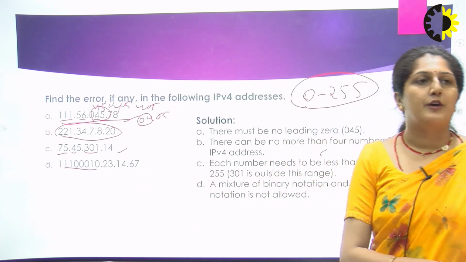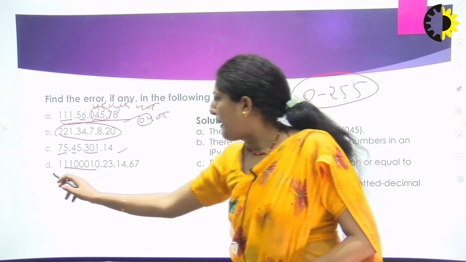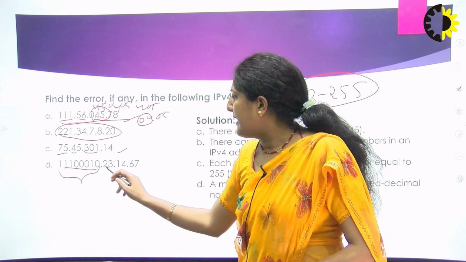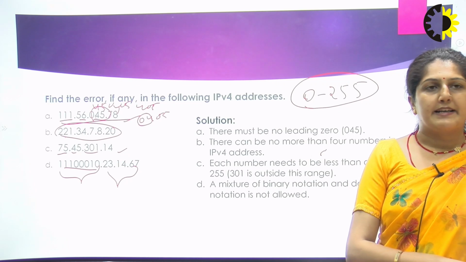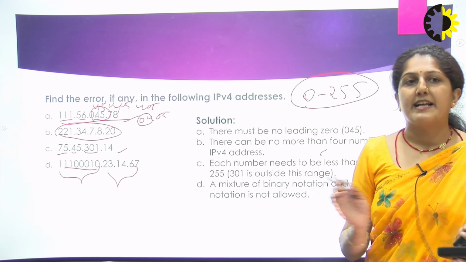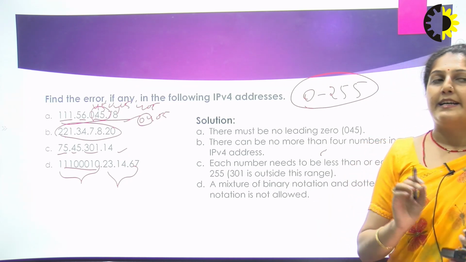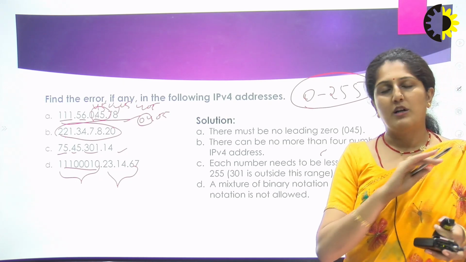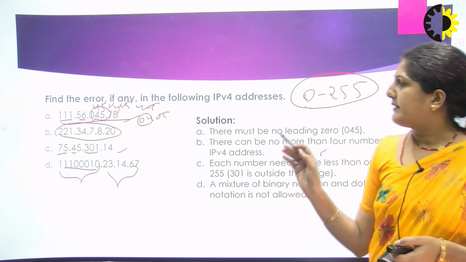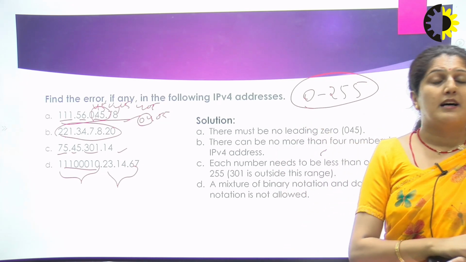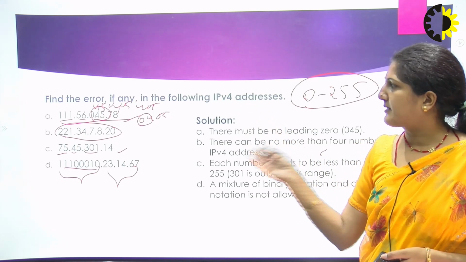Similarly, in the fourth one, it starts with binary notation and then ends with decimal, so it is also incorrect. We cannot mix binary and decimal notation together. It should be either all in binary or all in decimal form. So these are some rules we can understand by examples.